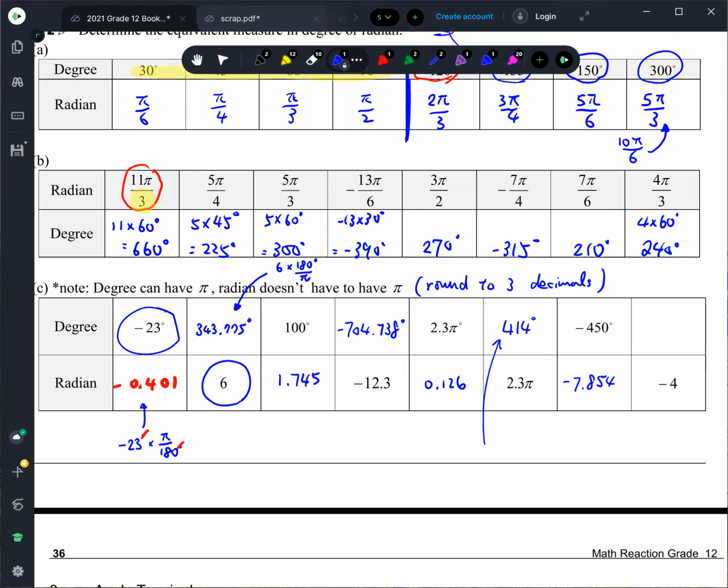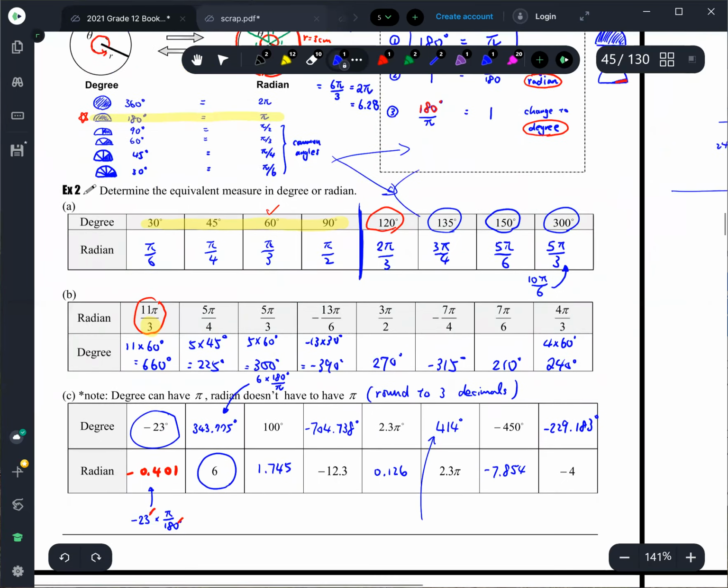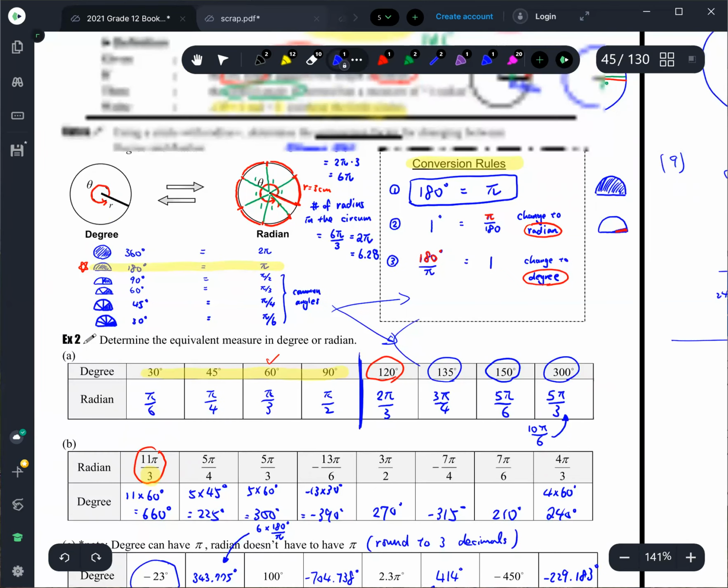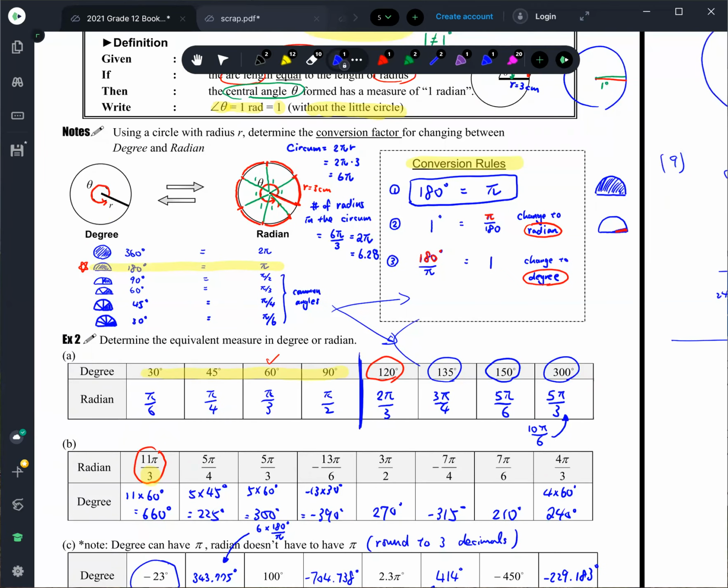All right, last one. Sophie, what's your answer for the last one? I got negative 229.183. Okay, degree. Right, so you will be using the second and the third rule depending on if you want to change the degree or radian.